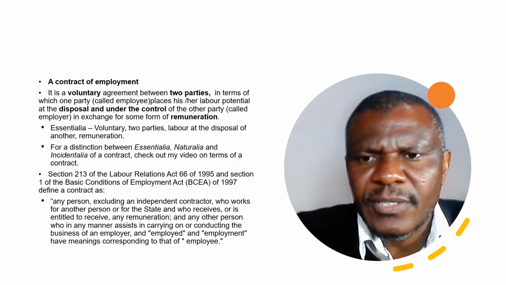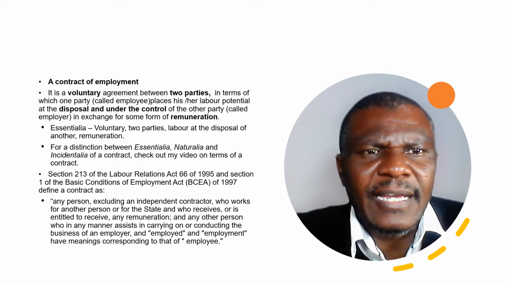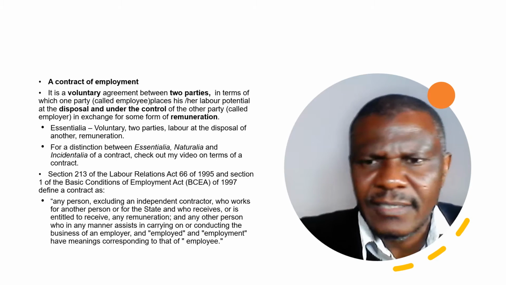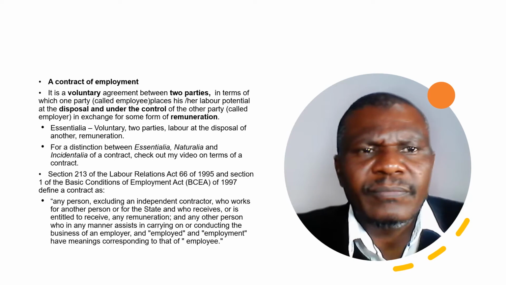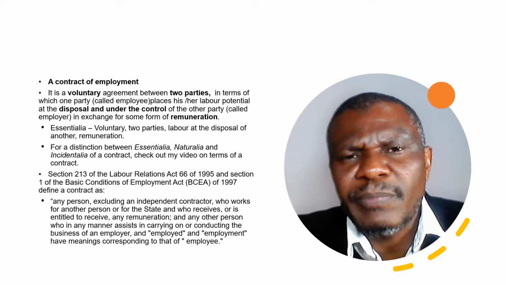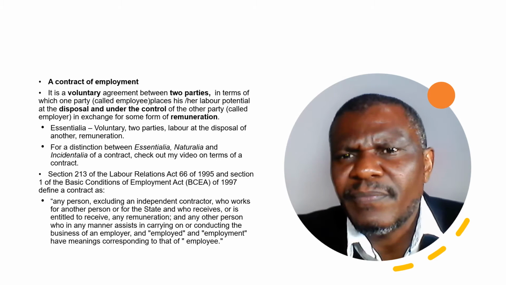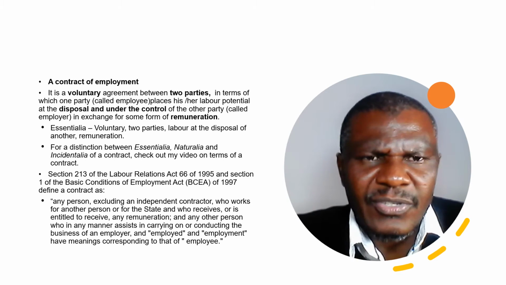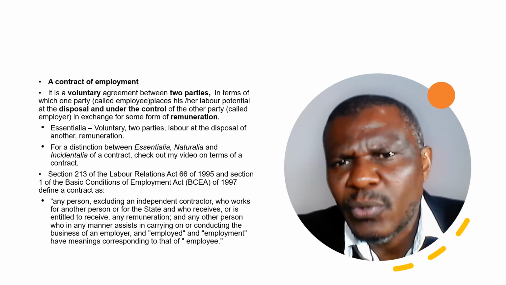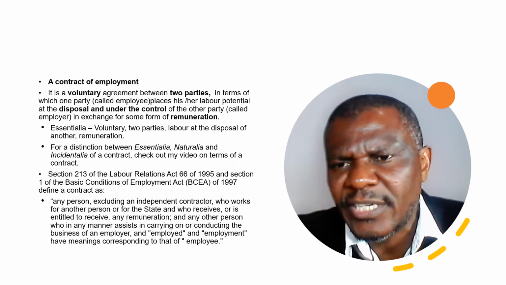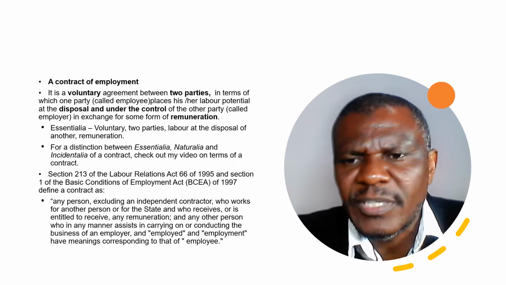This then brings us to the question of what an employment contract entails. What is it? Now, simply defined, in common law, it is a voluntary agreement between two parties, in terms of which one party, called an employee, places his or her labor potential at the disposal and under the control of the other party, called an employer, in exchange for some form of remuneration. Now we will look at the different types of remuneration as we proceed.